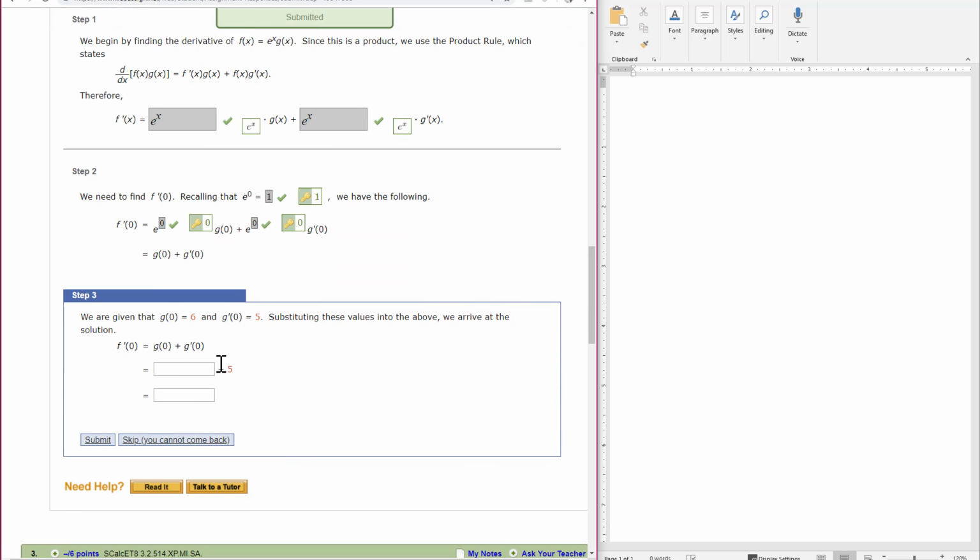Now that we have that, we're going to put in the values. g of 0 is equal to 6. g prime of 0 is equal to 5. So we just have 6 plus 5. And that should be it.